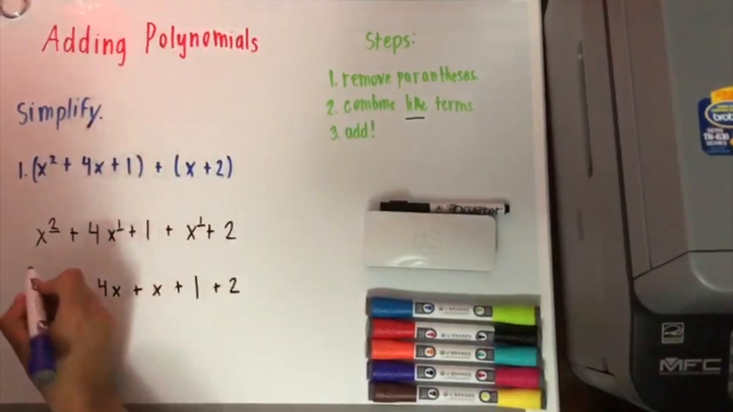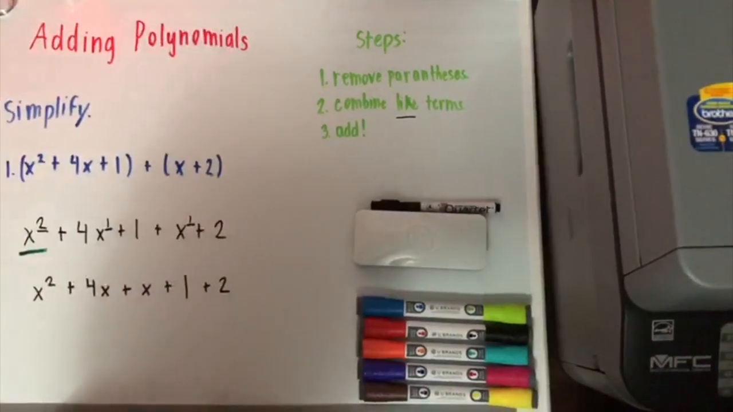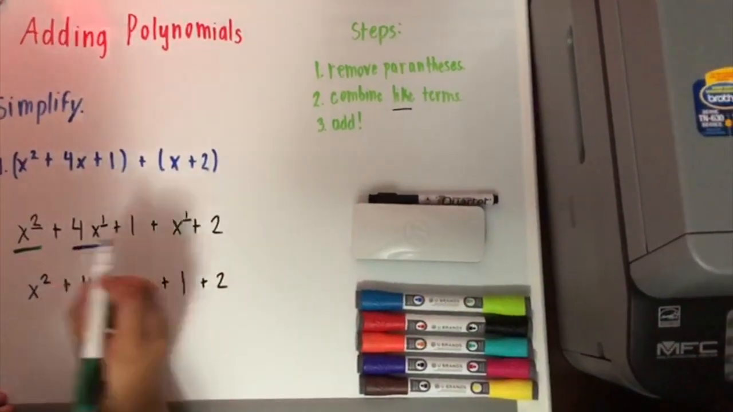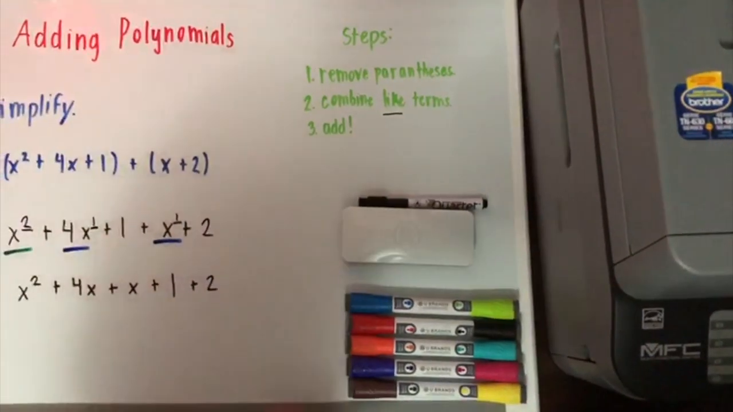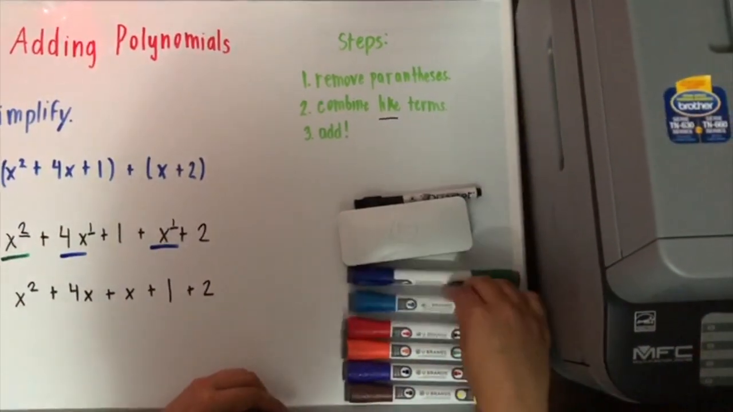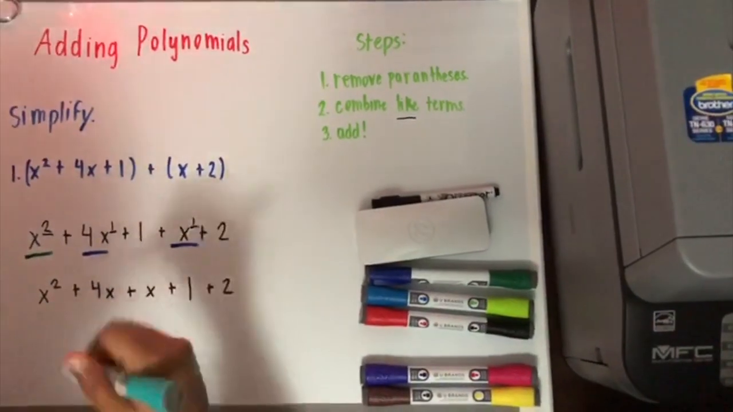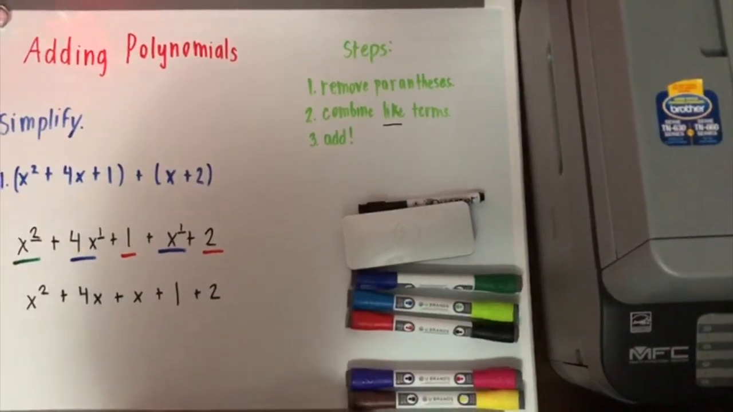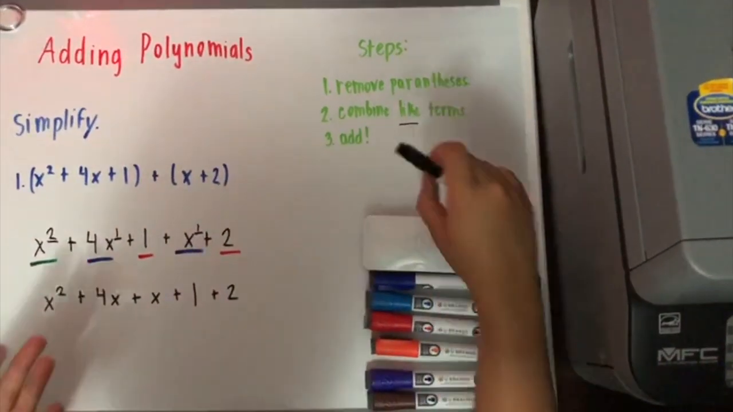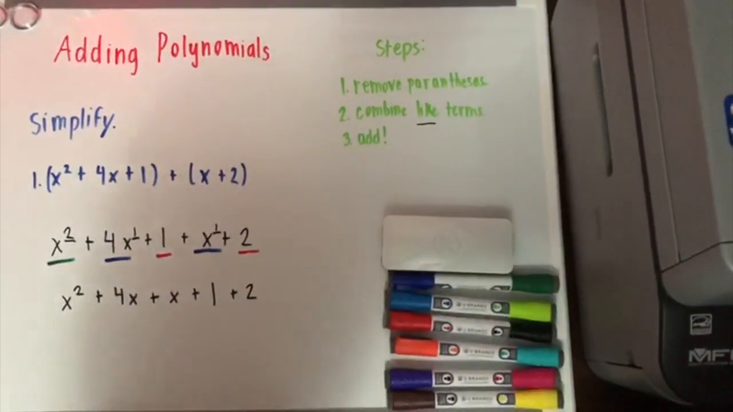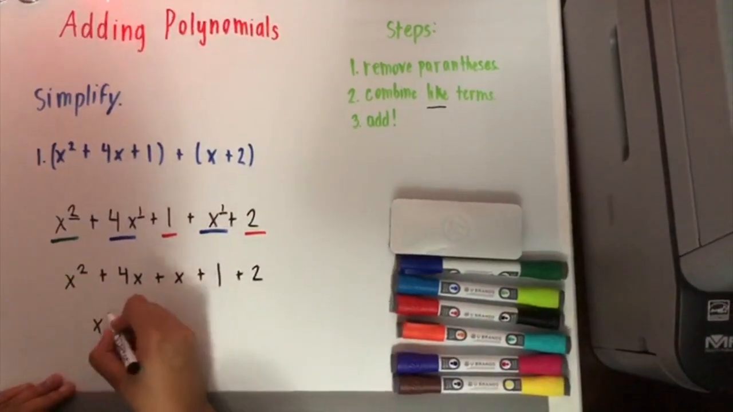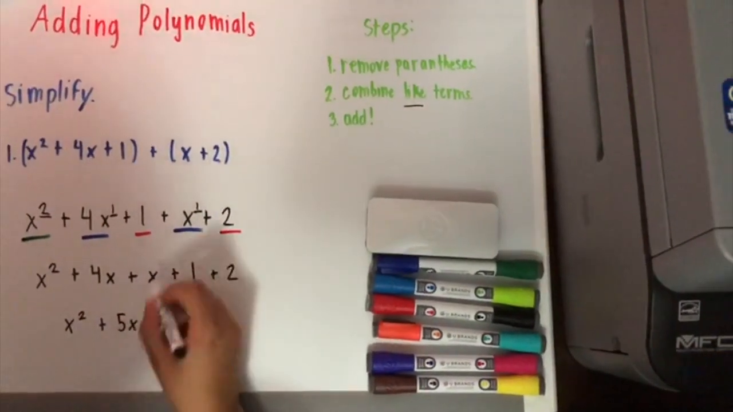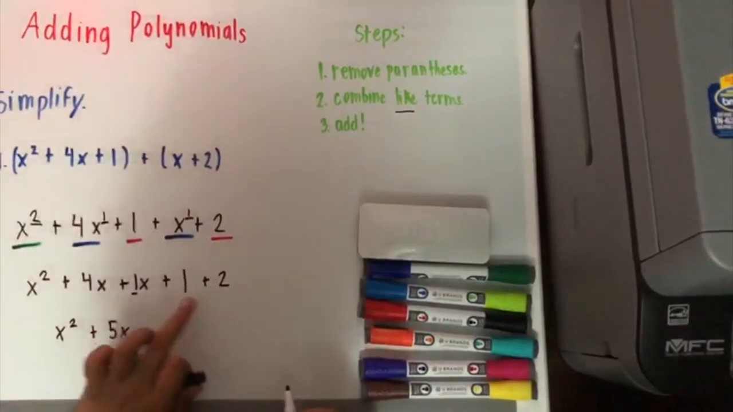So this one by itself, there's no other x squared. This one, an x. And then your single numbers, which is 1 and 2. So the last step, simple, you add x squared plus 5x, right? Because again, you have your invisible 1, plus 3.